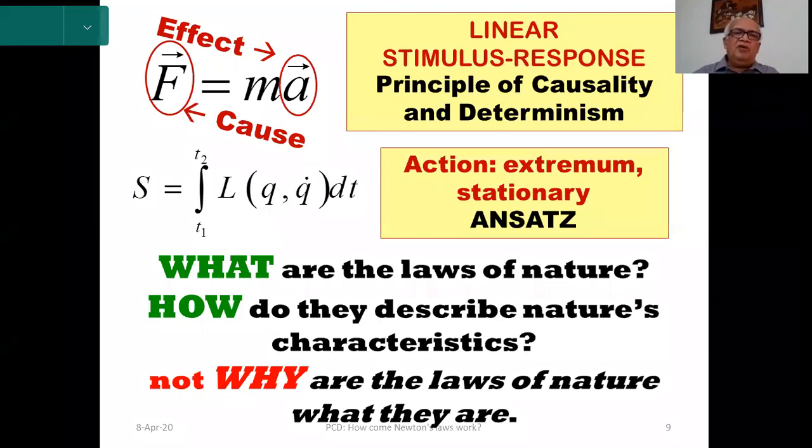And the question that we are really answering is, what are the laws of nature and how do they describe nature's characteristics? These are the questions that we are answering. We are not even attempting to answer why the laws of nature are what they are. We are trying to describe what the laws of nature are. And this is a big fundamental point that I would like to emphasize over here, that most questions in physics reduce to what and how and not why. So there are these two alternative formulations which describe what the laws of nature are and how they describe the evolution of a mechanical system, and how they explain the trajectories of objects in phase space.